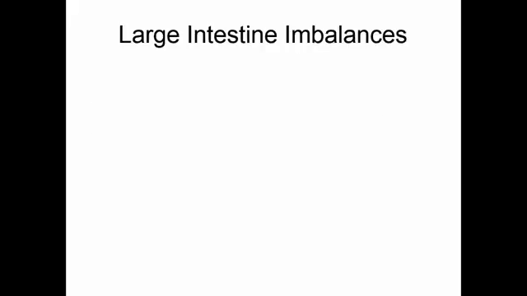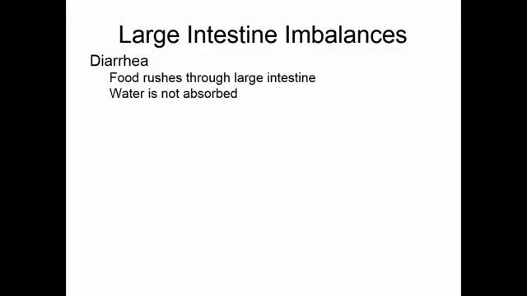Some of the imbalances that occur in the large intestine are things like diarrhea. Here, peristaltic activity is too fast. Food rushes through the large intestine and we don't have enough time to absorb the water. So material is rushing through quickly and it's going to come out very watery.